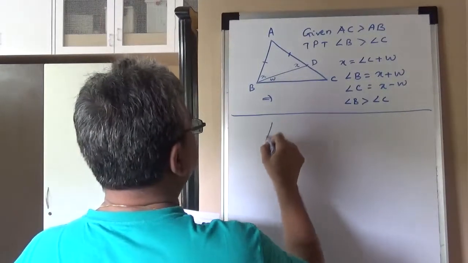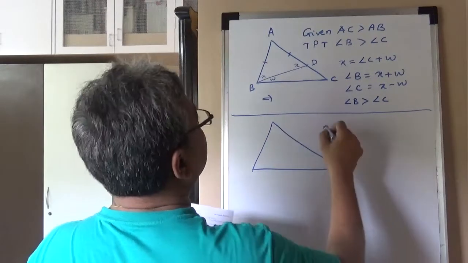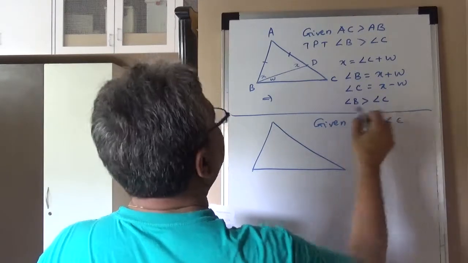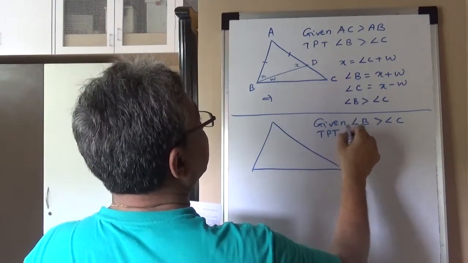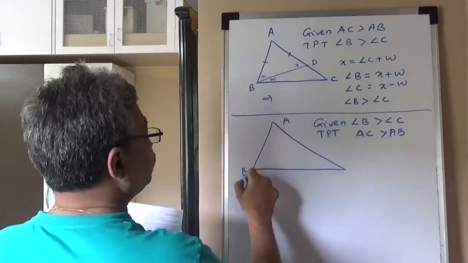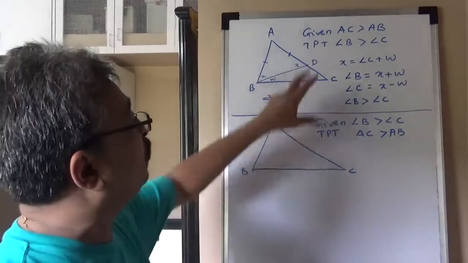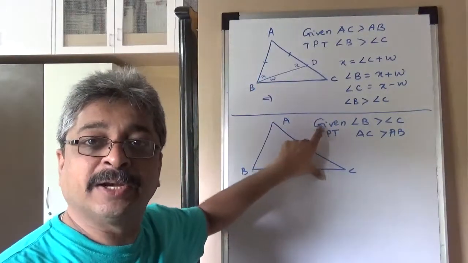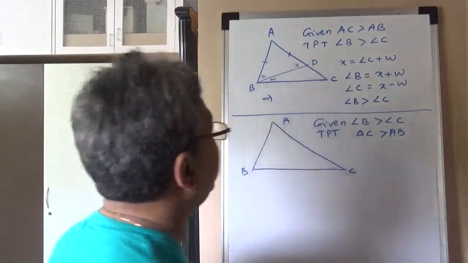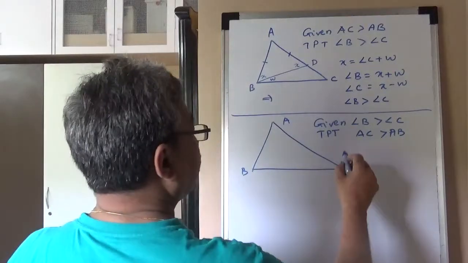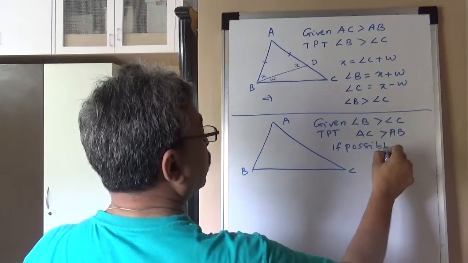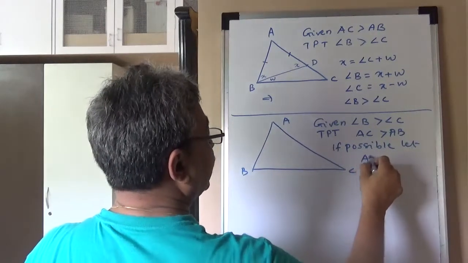Second would be the converse of this. Given angle B is greater than angle C, to prove that AC is greater than AB. Now, having proved the first theorem, it is easy to prove the second. If we assume this as a theorem and this as its converse, then doing this is very simple by the contradiction method. So if possible, let AC equal AB.